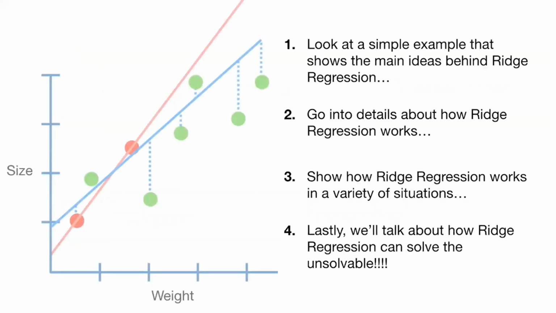Okay, now we will look into a simple example that shows the main ideas behind ridge regression. We'll go into the details about how ridge regression works. We'll show how ridge regression works in a variety of situations. And lastly, we'll talk about how ridge regression can solve the unsolvable problems.